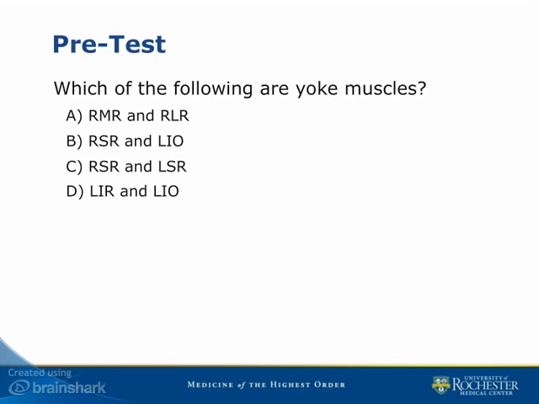Okay, moving on from agonist and antagonist, here's a question about yoke muscles. So which of the following are yoke muscles? The right medial rectus and the right lateral rectus, the right superior rectus and left inferior oblique, the right superior rectus and left superior rectus, the left inferior rectus and left inferior oblique.